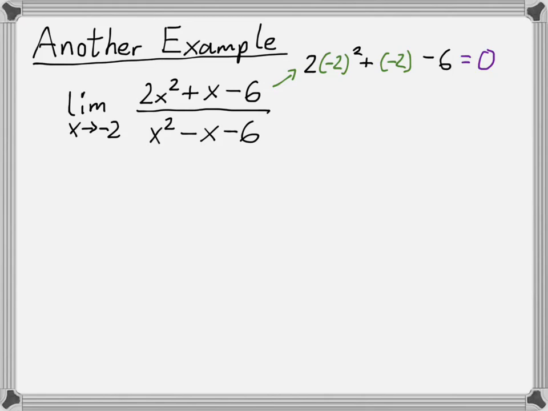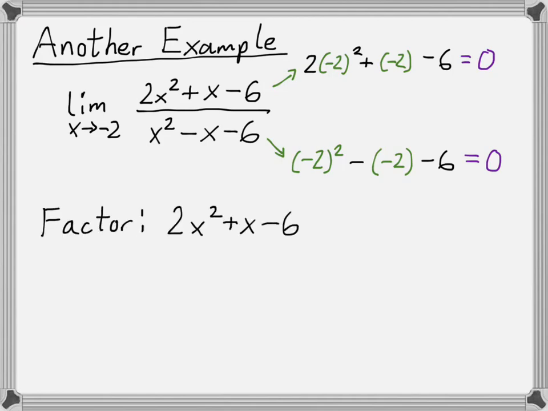Then on the denominator, plug in negative 2. That also evaluates to 0. Again, check me if you don't believe me. So this limit would result in 0 over 0. Because of that, I can't go forward unless I do something else. So let's factor the numerator and the denominator.